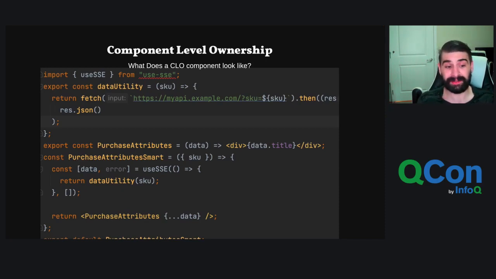And now what I end up with is the smart purchase attributes component, and the only contract that I have with the host system is I expect it to receive a prop that has the product ID in it. If they send me that prop, which I would consider a hint, this component, server or client side, will fetch its own data and pass that data into the dumb component.